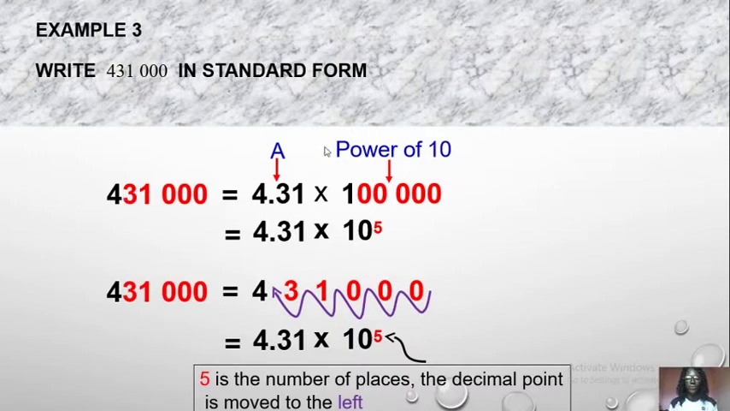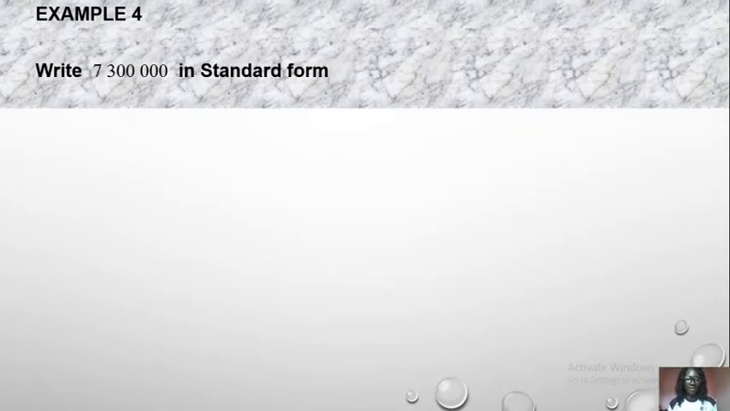Since it's counting as zeros, meaning we have how many zeros? 5 zeros. So this is in product form. So we move 5 times to the left. So we have 4.31 times 10 to the power of 5. That's how we write 431,000 in standard form.